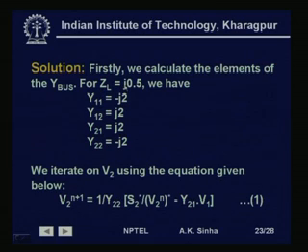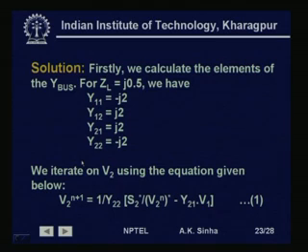For Z equal to j0.5, we have Y11 equal to 1 by j0.5, which is minus j2. Y12 will be the negative of 1 by ZL, so Y12 is equal to j2. Y21 will similarly be equal to Y12, that is j2, and Y22 will again be equal to 1 by ZL, which is minus j2.